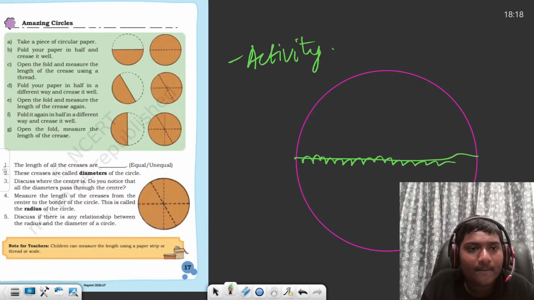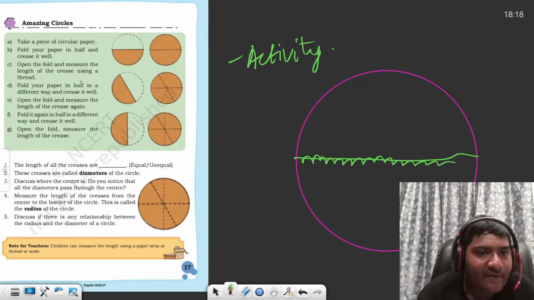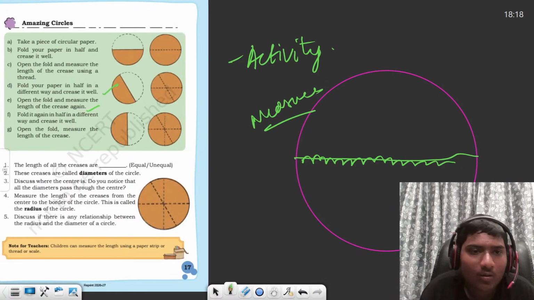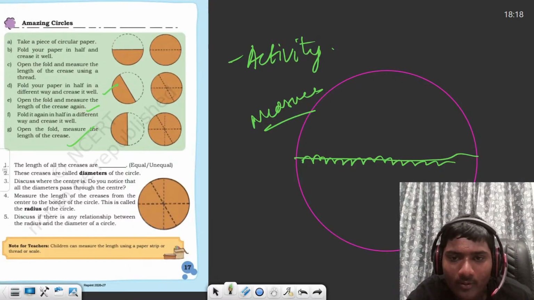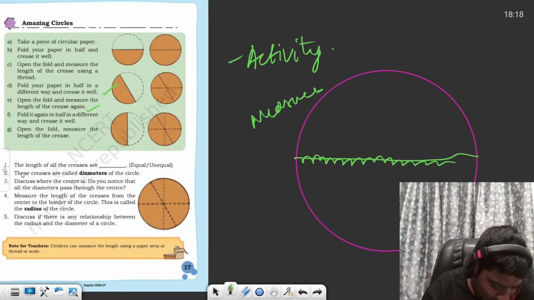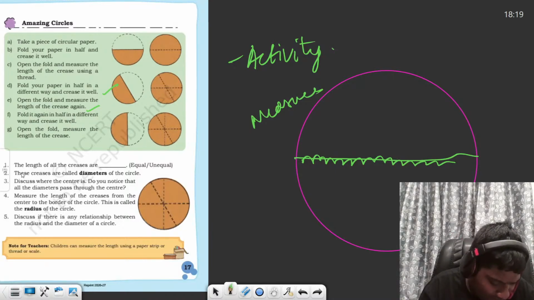Okay, children. Fold your paper in half in a different way. Crease it well. Open the fold and measure the length. So now you have to measure all these lengths. Okay, children. Are the lengths of all the creases equal or unequal, children? Let me know.